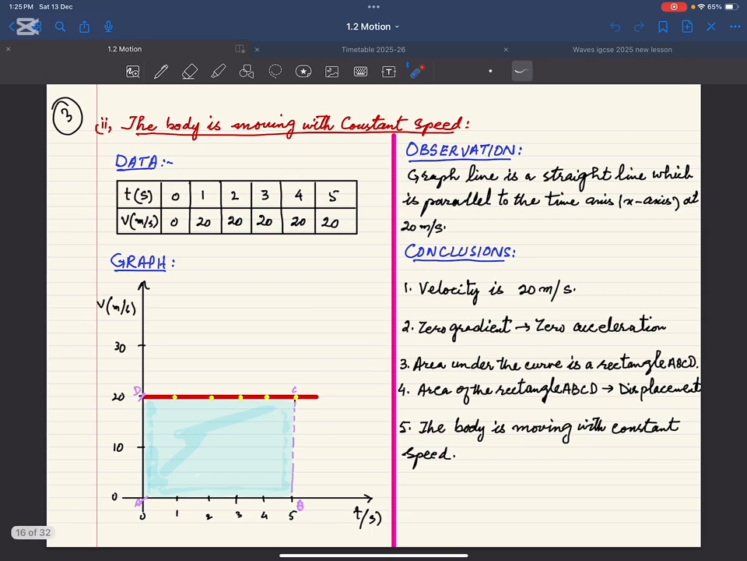So the graph of this data will be something like this, where the line is again parallel to the time axis, but here the line shows that the velocity is 20 meter per second, and the time is passing but there is no change in the velocity.